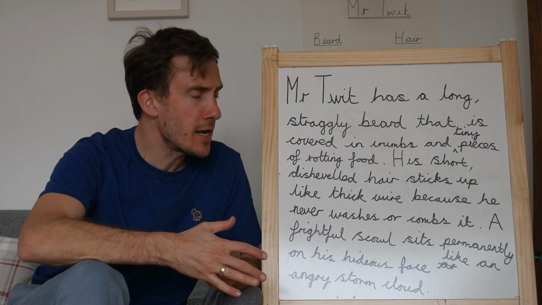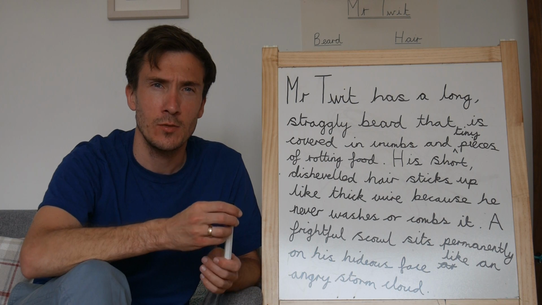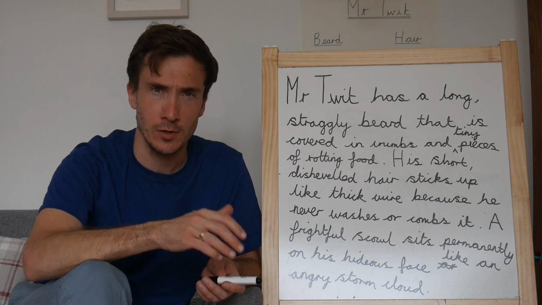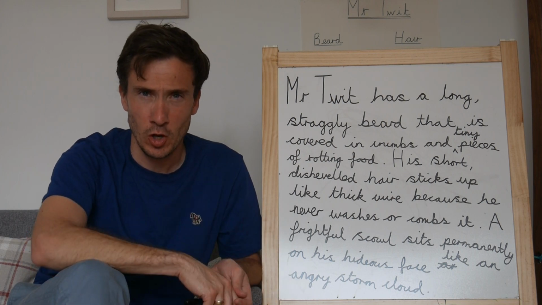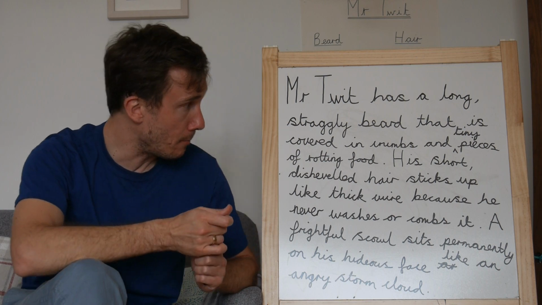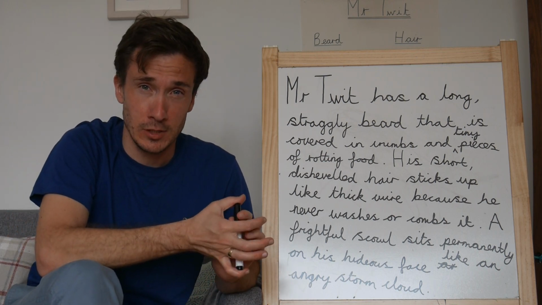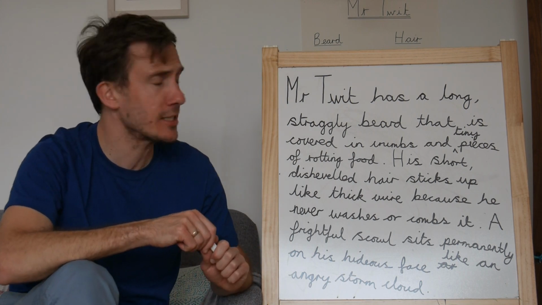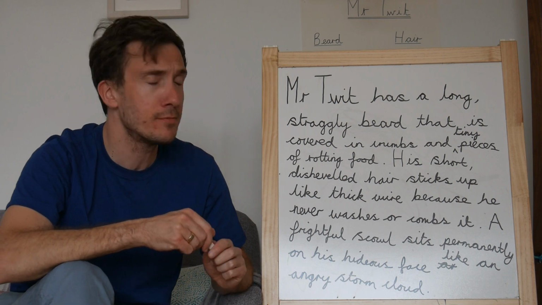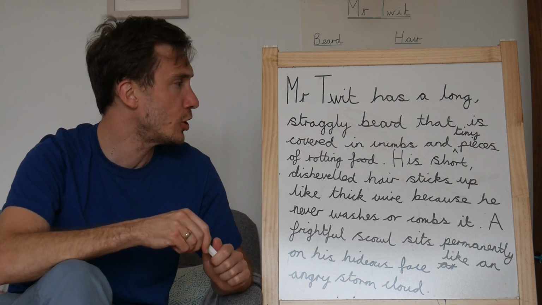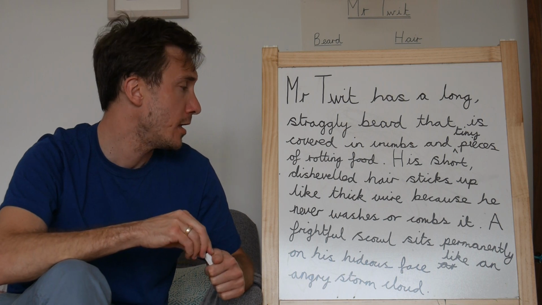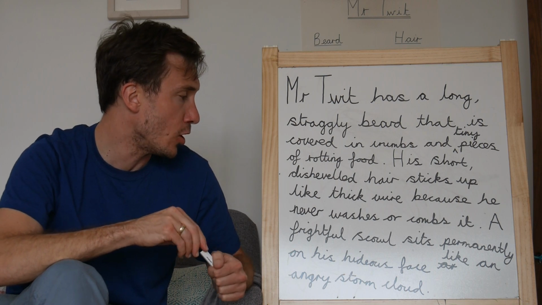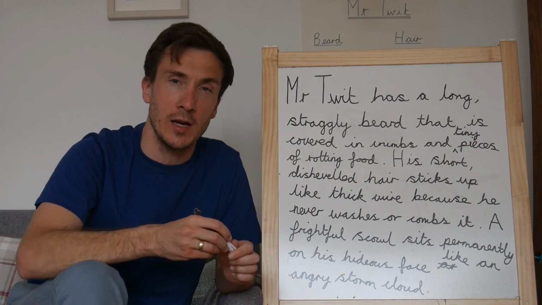So that's my start. It's not the end, and what I'll do is I will finish it off and I will put a copy of it on the channel as well. So underneath in the description I'll put a copy of what my character description looks like. But that's a start. So, I'll read it one more time. Mr Twit has a long, straggly beard that is covered in crumbs and tiny pieces of rotting food. His short, dishevelled hair sticks up like thick wire because he never washes or combs it. A frightful scowl sits permanently on his hideous face like an angry storm cloud.